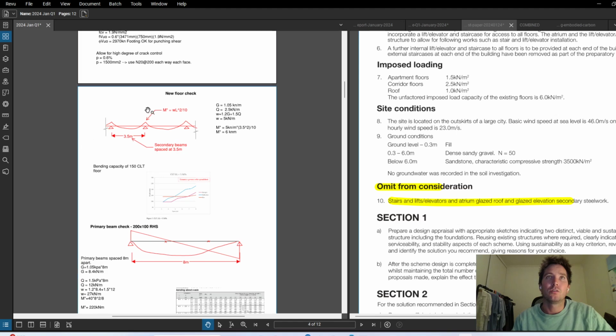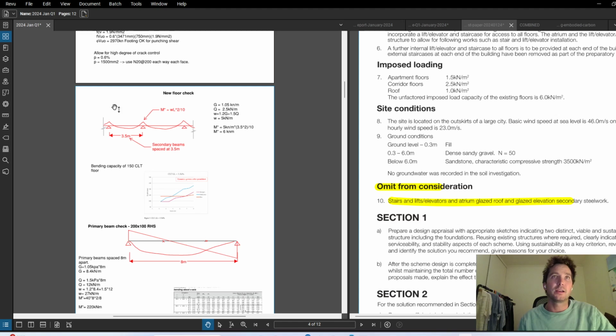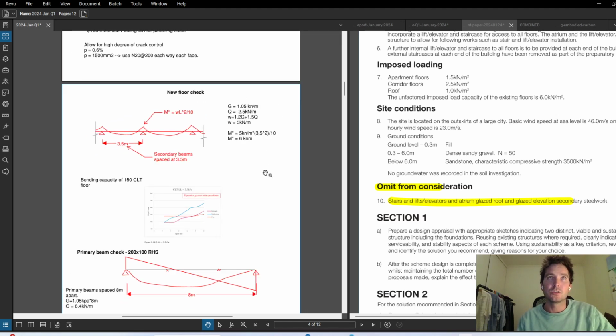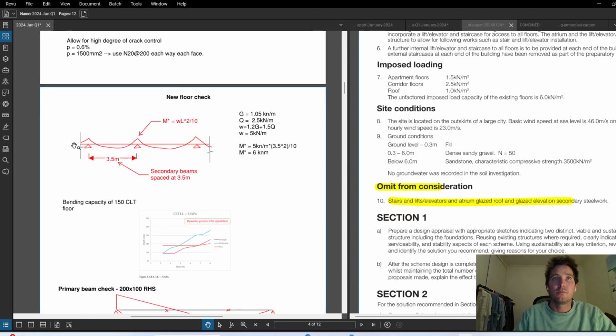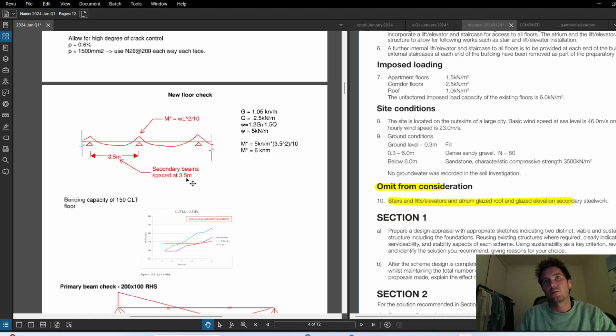Now moving on, for the new floor, I used some secondary and primary steel work with some new columns as well. And you'll see it in my drawings, and some CLT, because CLT floor plate spanning 3.5 meters. So again, as I mentioned before, just some really simple calcs that we've got here. I'm just showing a bending moment diagram of my CLT floor spanning in between the secondary beams, which are spaced at 3.5 meters.